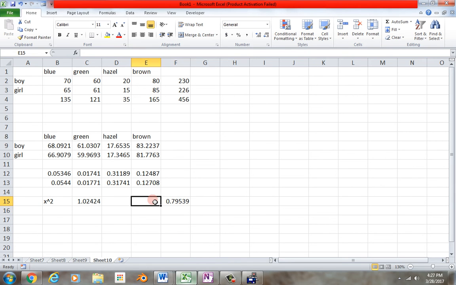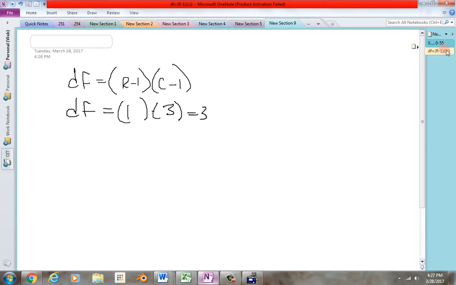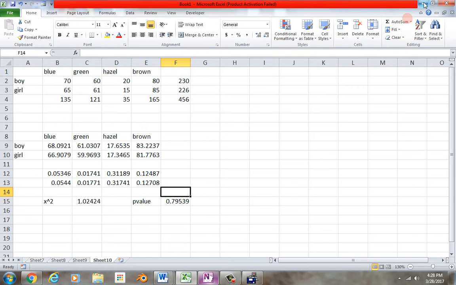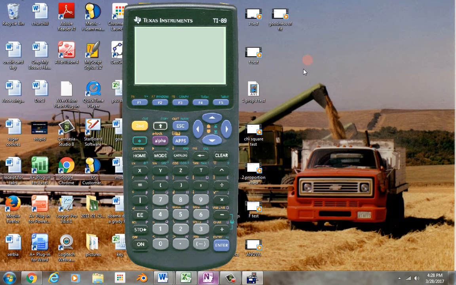Well, if this is my p-value, I didn't even ask you, I don't think this time, about an alpha yet, but obviously that's bigger than 0.1, which is the biggest alpha we'd ever use. So our decision is to what? Fail to reject H0. And by failing to reject, well, what was H0? Gender and eye color are independent. So we're going to run with that. Eye color is independent of gender.